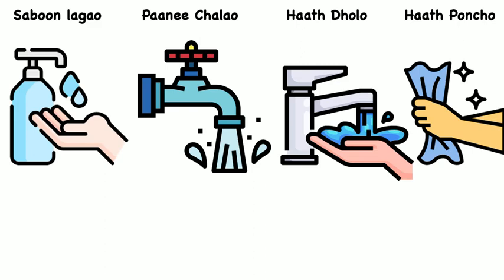So now, how about we learn a rhyme for washing our hands in Hindi? So, sabun lagao, pani chalao, haath dholo, haath pocho. Sabun lagao, pani chalao, haath dholo, haath pocho. So what that means is put soap on your hands, turn the water on, wash your hands, and dry your hands. So let's do it together.